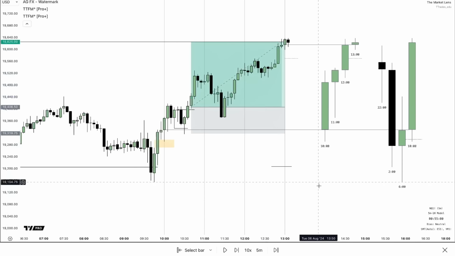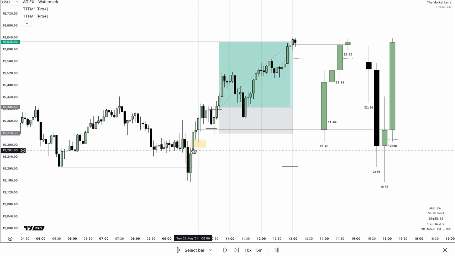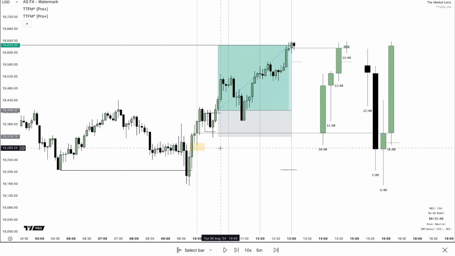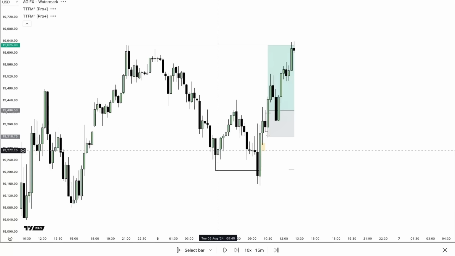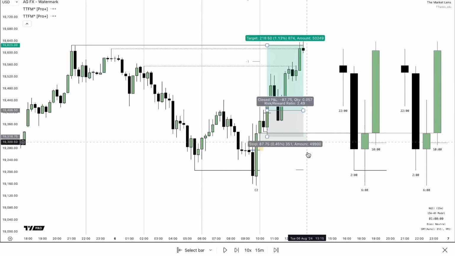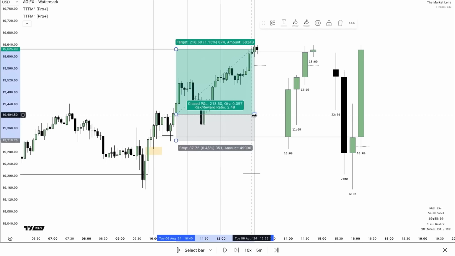So you can see there's various different ways to enter in here. You can enter on that reversal candle, or you can wait for that expansion candle. But you can see the 6 a.m. reversal, 10 a.m. continuation, aligning that with a fractal model on the lower time frame. You could also just use the 15-minute time frame and look for entries in there, which is also valid. And now we hit our target.